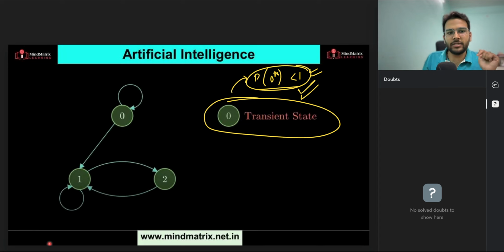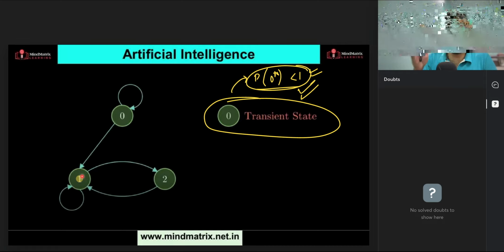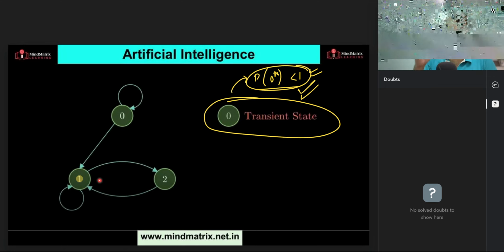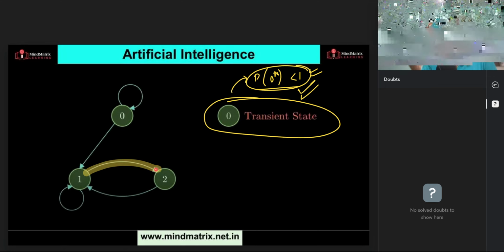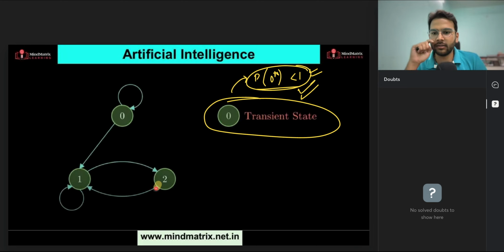Okay. But now carefully see this. Let's say I'm talking about state 1 now. So let's say I'm present at state 1. Can I take this path, go to state 2, and then come back to state 1?